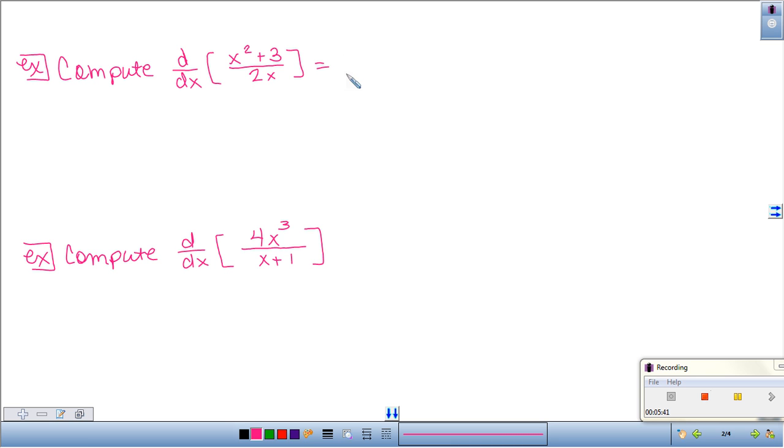Derivative of the top would be 2x times the bottom minus derivative of the bottom, which is just 2, times the top, all divided by the bottom function squared. So all is 2x squared. I'm going to clean this up a little bit.